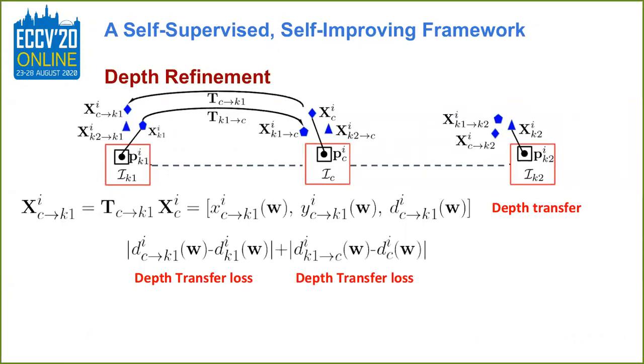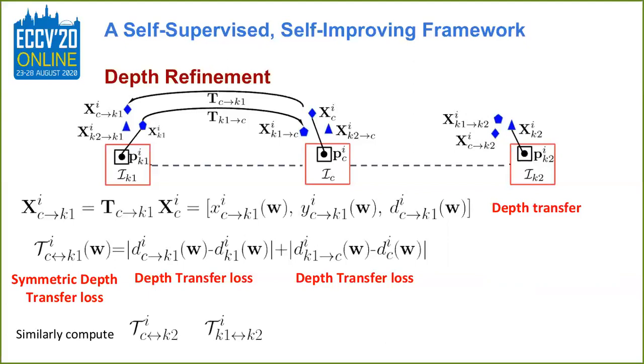Similarly, we can compute the depth transfer loss from K1 to C. By combining both of them, we get the symmetric depth transfer loss between keyframes K1 and C. Similarly, we can compute the symmetric depth transfer loss between the other two pairs, which are CK2 and K1K2. Since these losses involve temporally farther frames, they enforce the long-term wide baseline constraints. Therefore, we call them wide baseline losses.